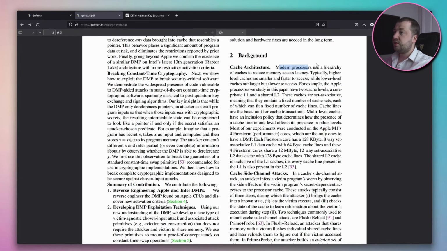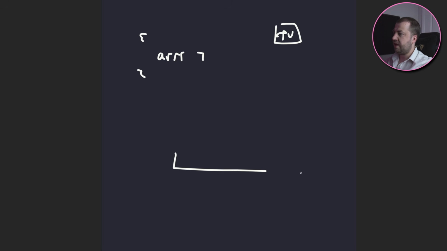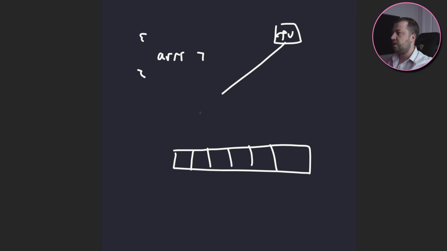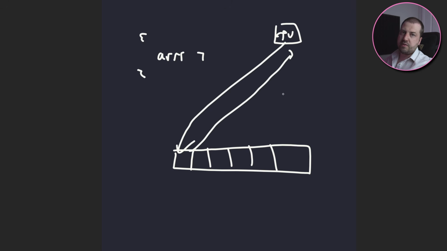Modern processors use a hierarchy of caches to reduce memory access latency. What this means is that when you have some code and it accesses some data, say an array, and it indexes into it, the CPU will have to go and fetch this data from RAM. That's an actual operation it has to do. It basically goes, gets the data, and then returns it. This round trip is, in modern terms, comparatively slow. It takes time and cycles to reach out to memory and grab the data.